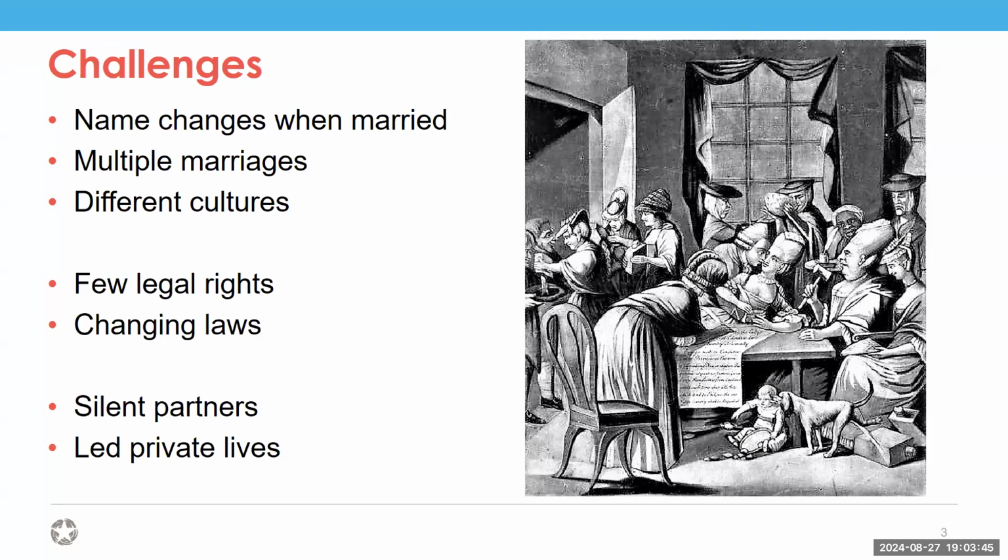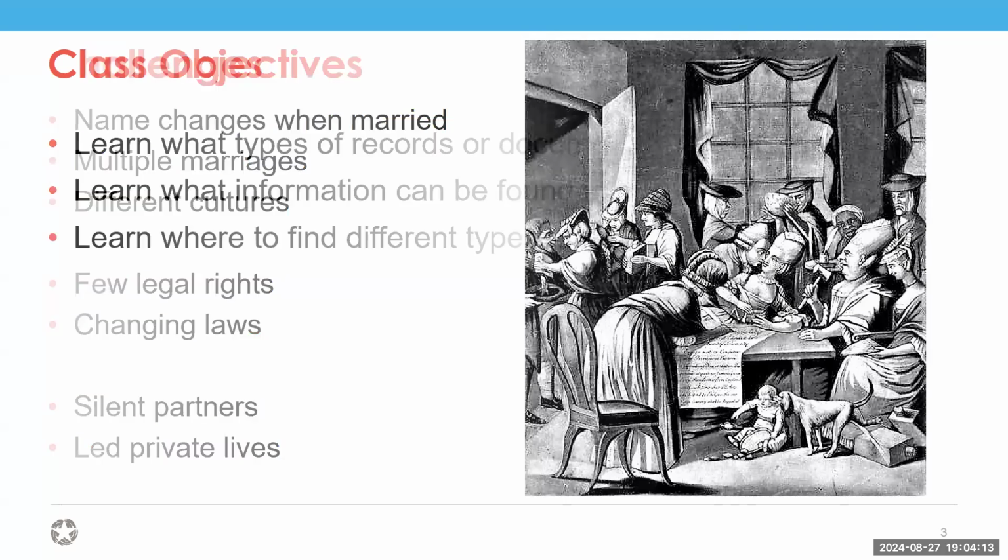Some women were silent partners and not really included in the land records or military records or paid taxes. They did leave that all to their husbands. And some just led private lives and really didn't engage in society or with the community. So, when faced with all of those challenges, how do we find anything out about our female ancestors?